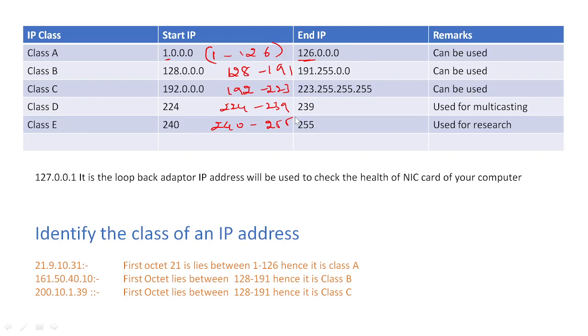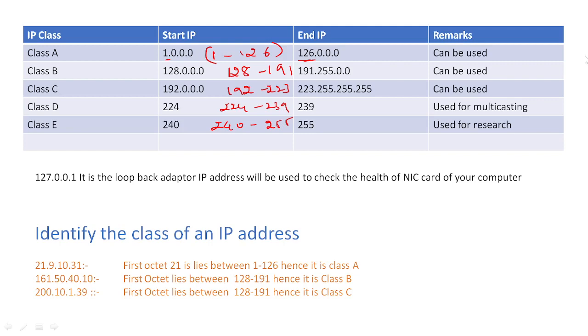Okay, fine. See, if the IP address range is from 1 to 126, it is class A; 128 to 191 is class B; 192 to 223 is class C; and class D is 224 to 239. The first three classes, A, B, and C, are usable. You can use those IP addresses.